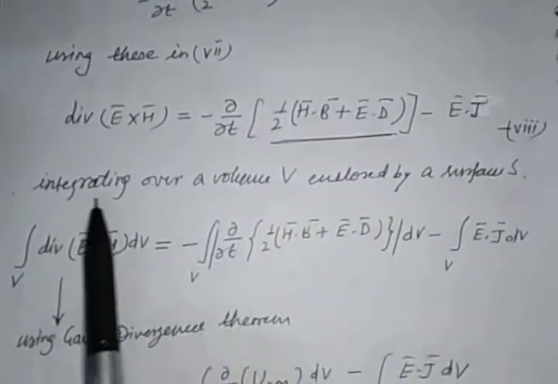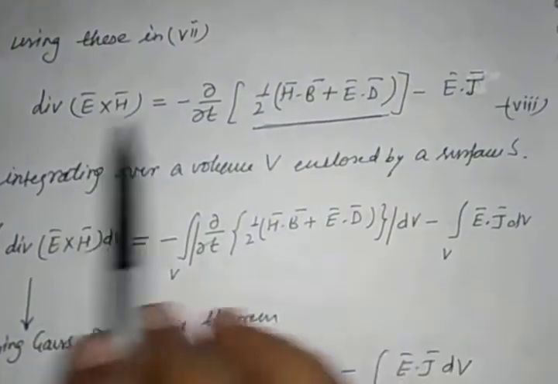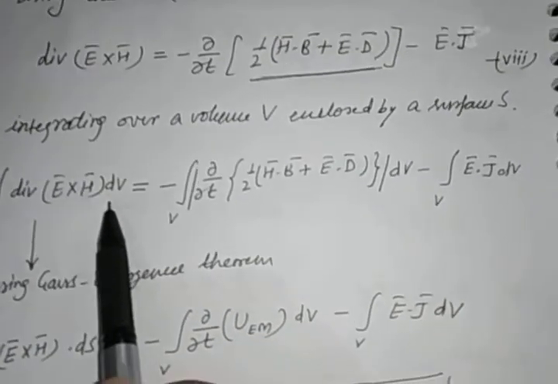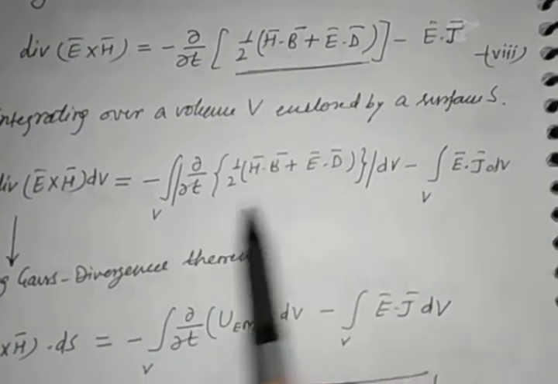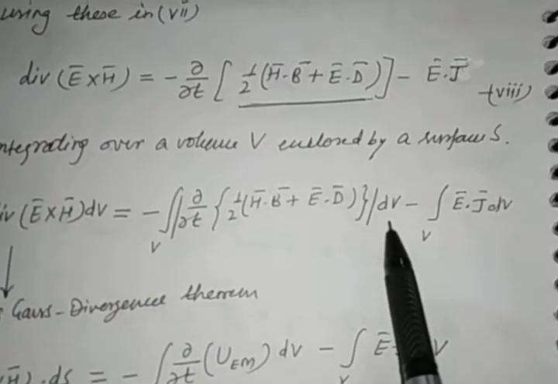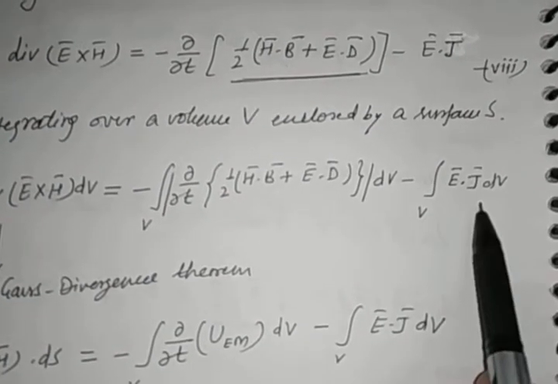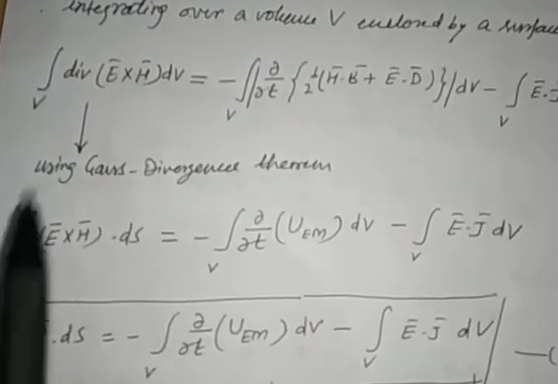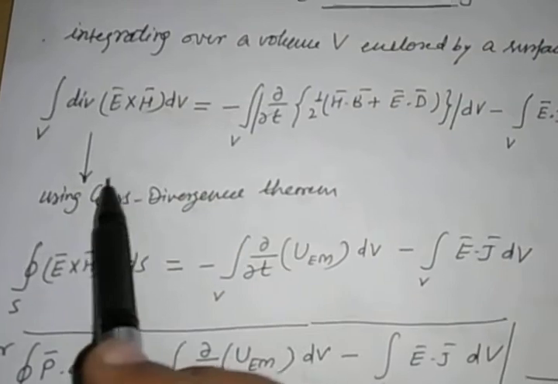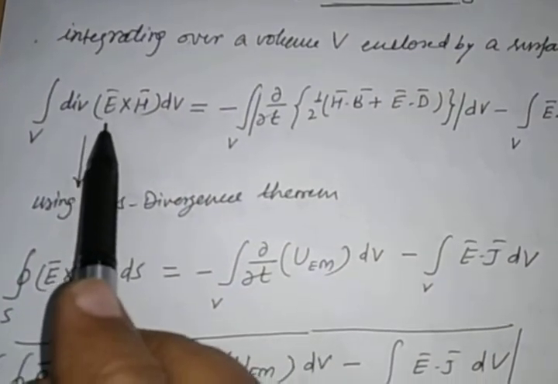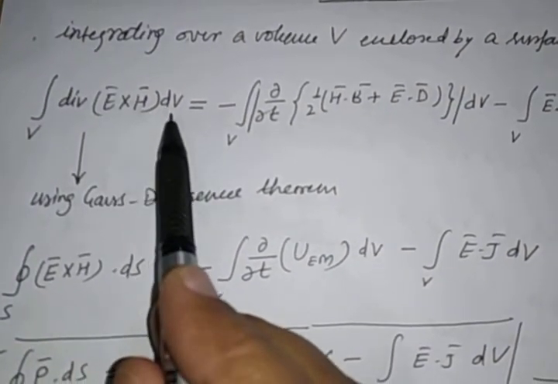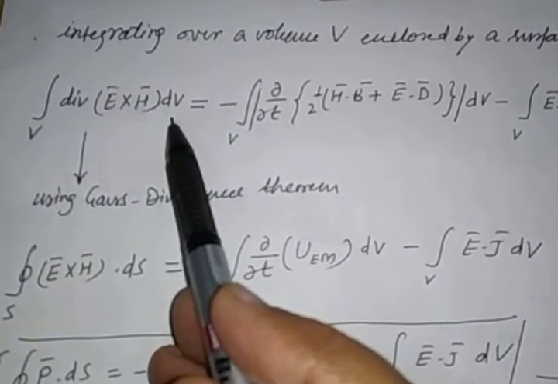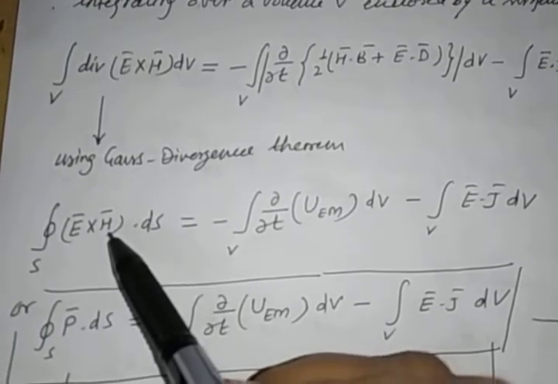Now if we integrate the complete equation over the volume, what will we get? Divergence of E cross H dV is equal to minus of the complete energy dV minus this part E dot J dV. Use the Gauss divergence theorem. If you use the Gauss divergence theorem, this is the volume integral, we can easily convert this equation into our surface integral.